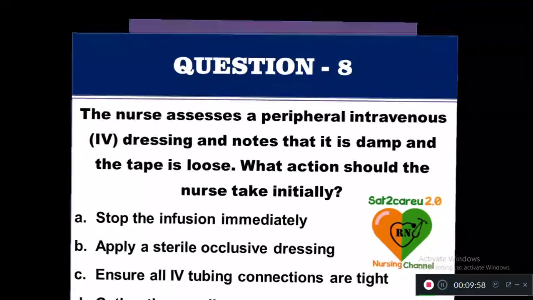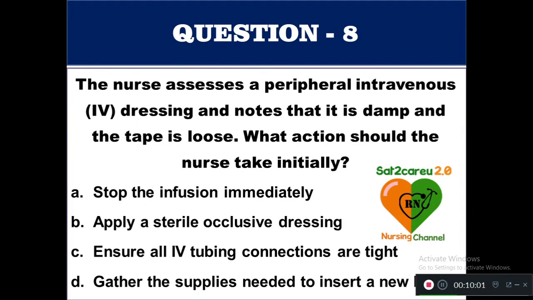Question number 8. The nurse assesses a peripheral intravenous IV dressing and notes that it is damp and the tape is loose. What action should the nurse take initially? Option A. Stop the infusion immediately. B. Apply a sterile occlusive dressing. Option C. Ensure all IV tubing connections are tight. D. Gather the supplies needed to insert a new IV line.